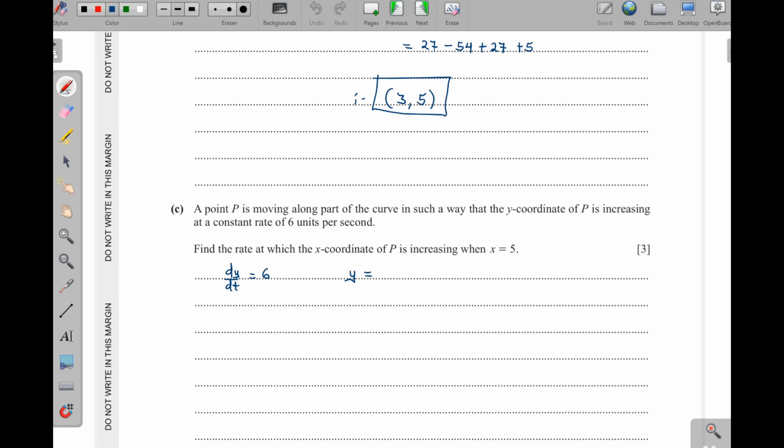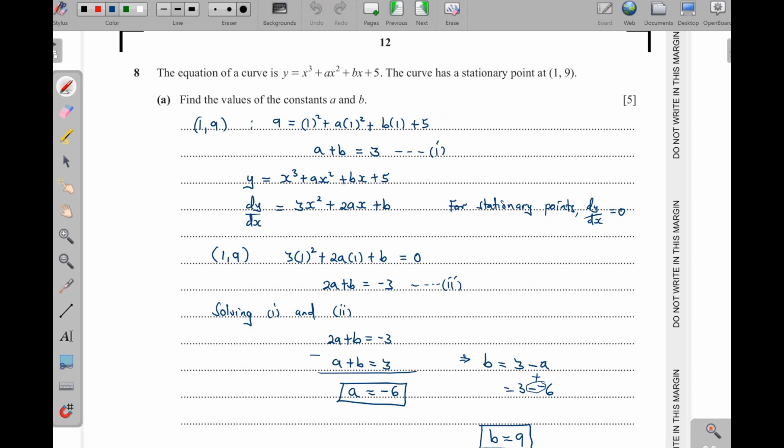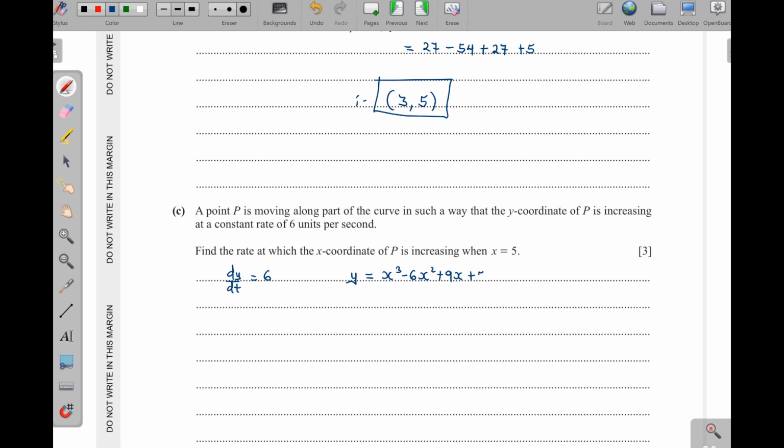x cubed minus 6x squared plus 9x, then plus 5. So our dy/dx is going to be 3x squared minus 12x, then plus 9.